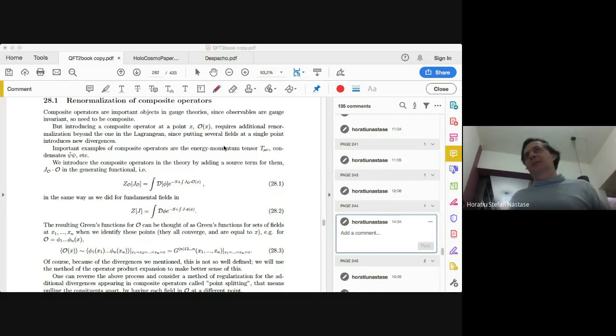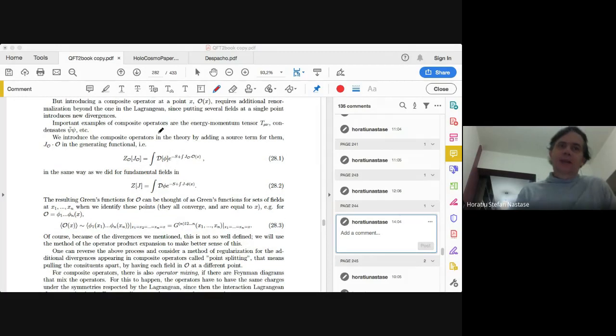For instance, just think of the 2-point function of the field, that is divergent in x space, like 1 over x minus y to some power. So having these composite operators implies introducing some new divergences into the theory. And these composite operators are objects of interest and importance.